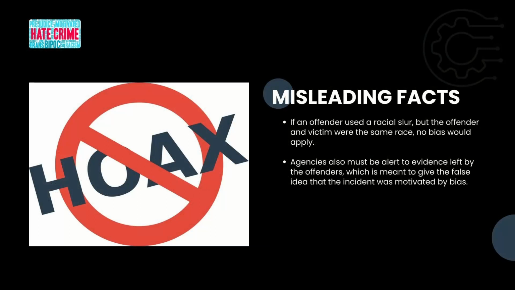Agencies must also look out for misleading facts. If an offender used a racial slur, but the offender and victim were the same race, no bias would apply. They also must be alert to evidence left by the offenders, which is meant to give the false idea that the incident was motivated by bias. Suppose students of a religious school vandalize their school, leaving anti-religious statements and symbols on its walls, and hope that they will be excused from attending class. In this example, the offenders didn't commit a hate crime.